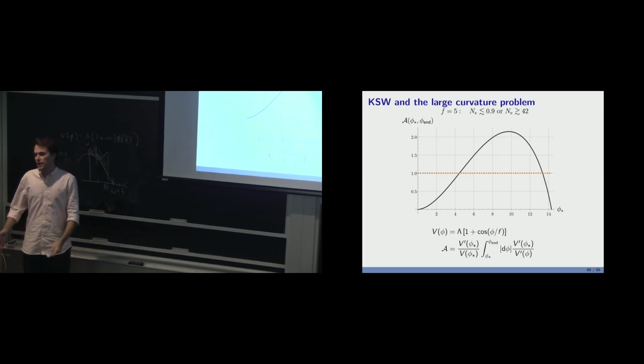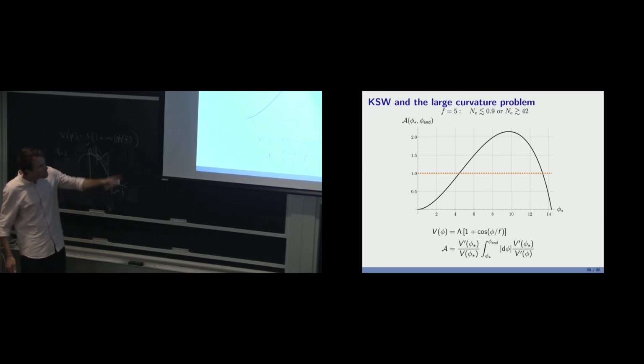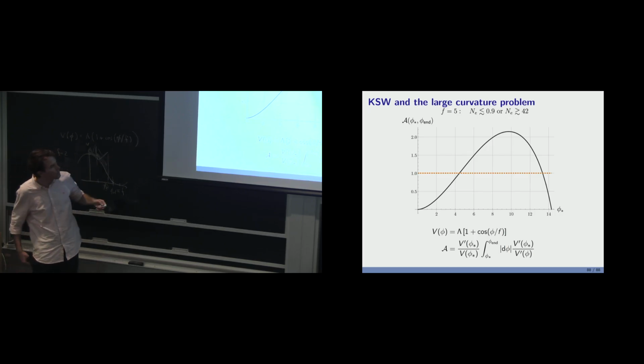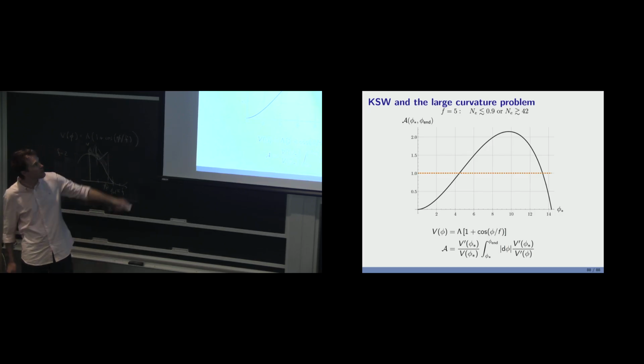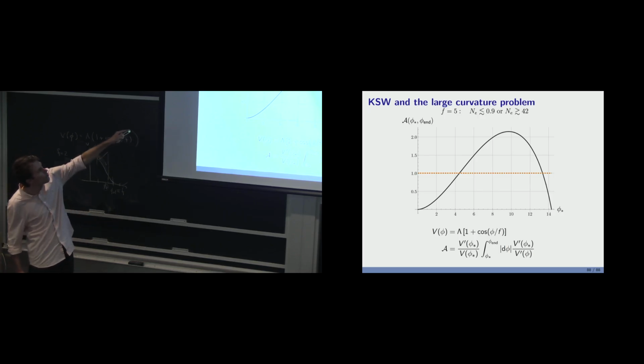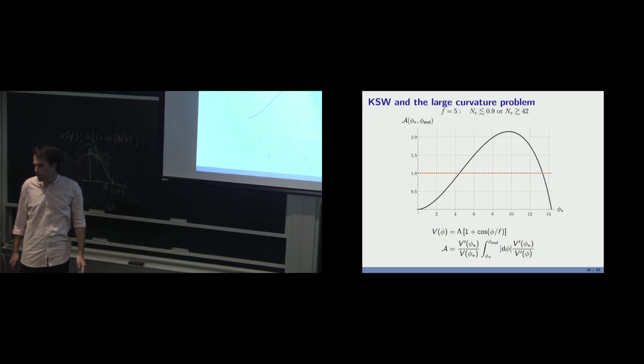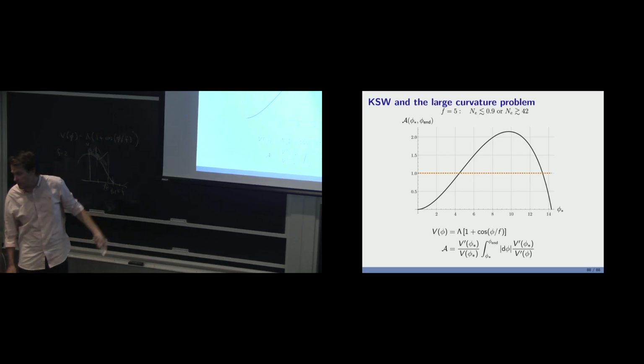So my interpretation in this particular model is this. But do you get enough e-folds? Depends on f. For this particular f, phi star should be less than 4, correct? Yeah, then you get 42 e-folds. In this case, you don't get enough. I chose f equals 5, but it depends on f, and you can choose.